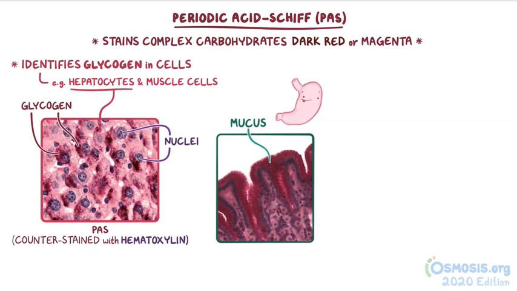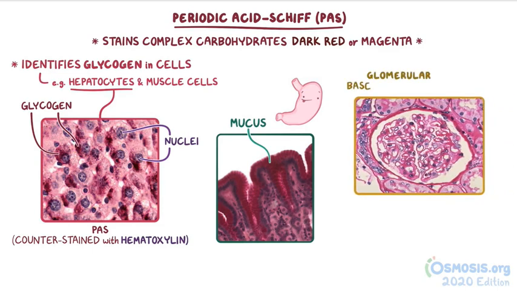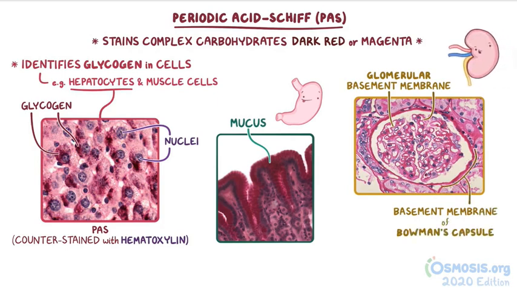The PAS stain will also stain connective tissue and basement membranes, such as the glomerular basement membrane and the basement membranes of Bowman's capsule found in the kidneys.